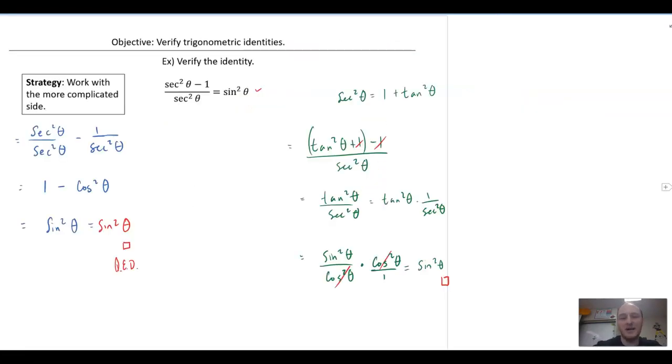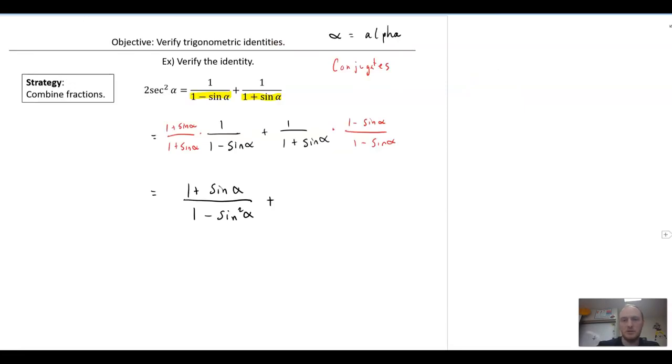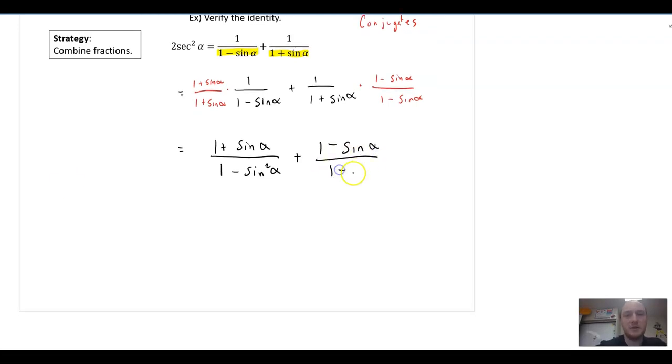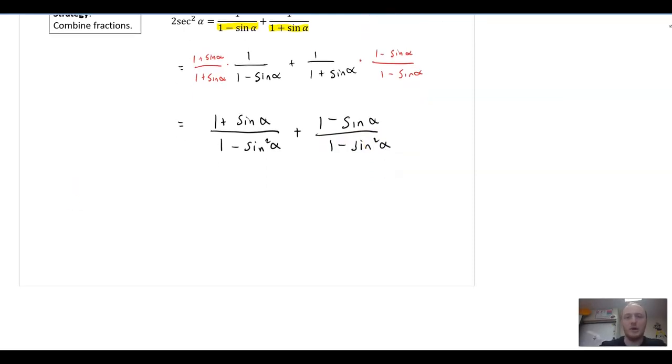Plus, now on my right side, we get 1 minus sine alpha over the same thing in the denominator, 1 minus sine squared alpha. Okay, so I hope you see that we can go ahead and combine. So I have 1 plus sine alpha in my numerator, plus 1 minus sine alpha, all over 1 minus sine squared alpha. Okay. All right.